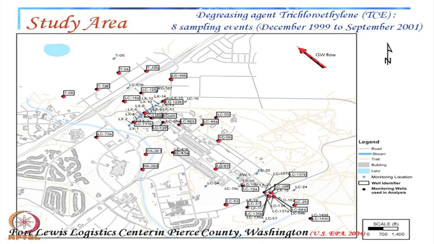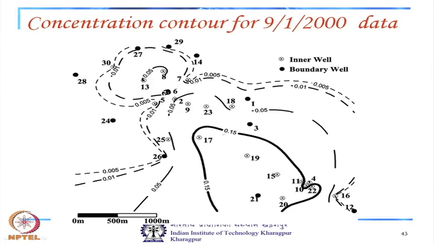So, for a particular study area, with the degreasing agent trichloroethylene or TCE, 8 sampling events from December 1999 to 2001, this methodology was tested for Fort Lewis Logistics Center in Pierce County, Washington. These are the boundary wells and these are the inner wells.